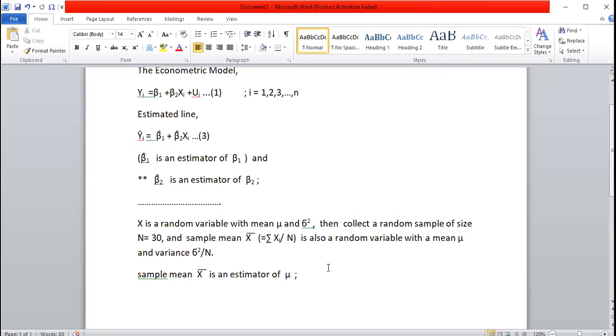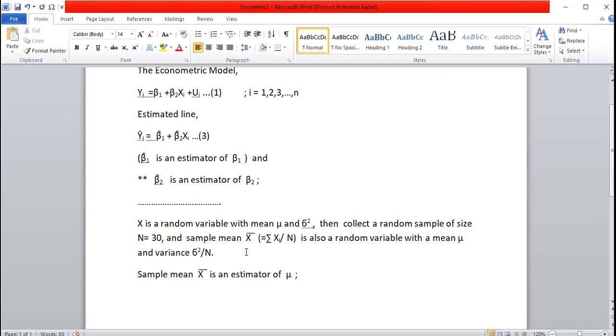Anybody recall the sampling variance formula? Do you know the sampling variance formula? Okay, you go and look at it. I'll ask in the next class. Anyways, so the focus here is estimator.